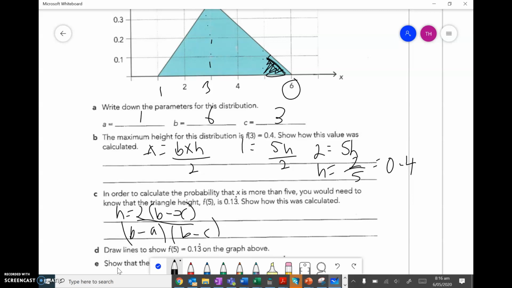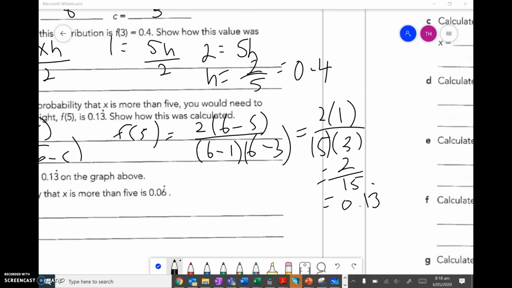So I'm going to substitute everything in. So my f of 5, which is going to be my height, is going to equal 2. So I've substituted everything in. Everything should be easy because you have your a, b, and c here. The only thing is f of 5 is what you're working out, so that's your x. X is the number you're trying to work out. When I simplify that, I get 2 times 1 over 5 times 3, which is 2 over 15, which is 0.13.